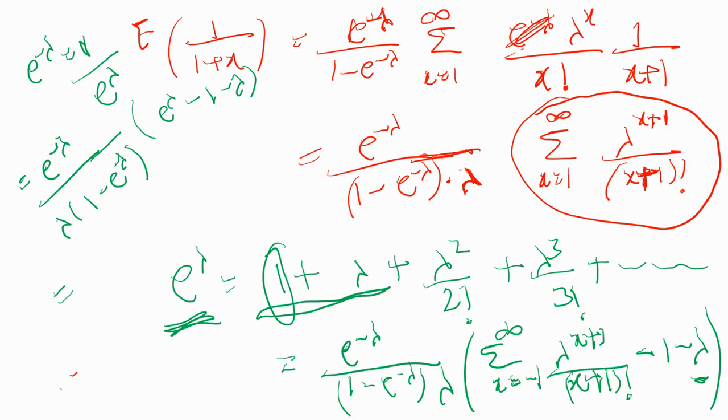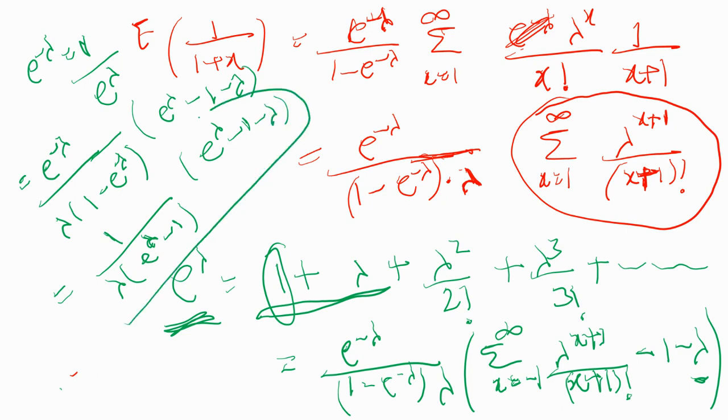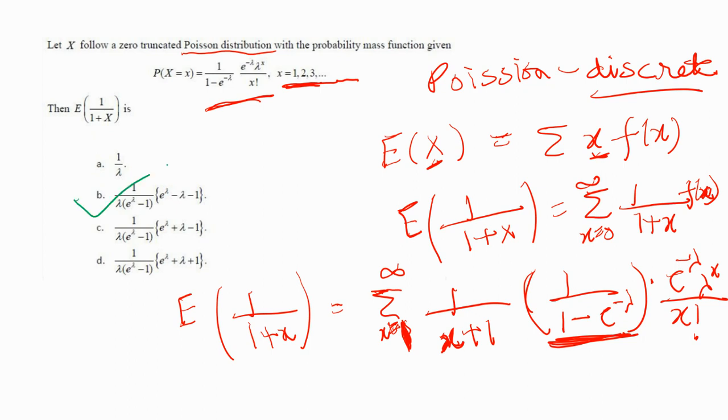So we will just do that, and it will be 1 upon lambda, and it will be e to the power lambda minus 1 minus lambda. So that will be your final answer. Okay. Do you have any question? It was a little bit tough or maybe lengthy.